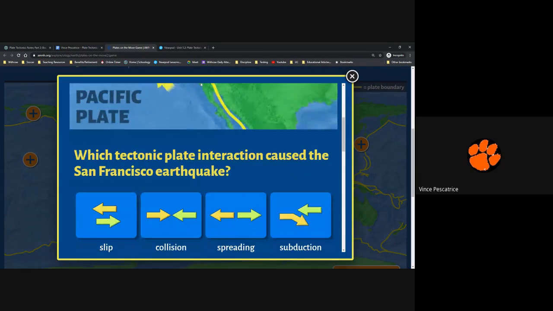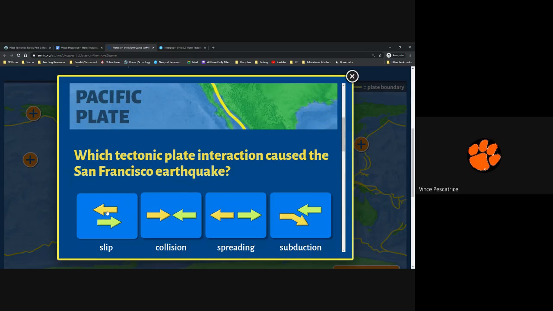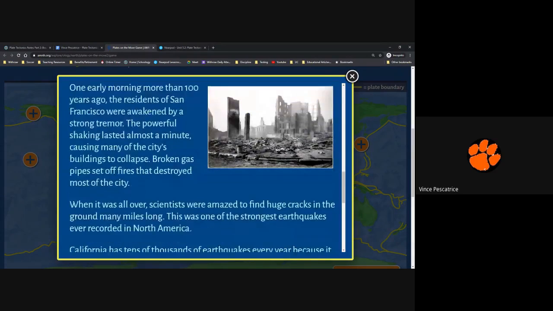So it says, which tectonic plate interaction caused this earthquake in San Francisco? So you're looking at all the ones that we just talked about: a slip, a collision, a spread, or a subduction. Subduction means to go underneath. So you can see here that a plate's slipping underneath. So that's not what's happening here. The plates aren't spreading in opposite directions, and they're not coming closer together either. So they're slipping past each other, because that's what a transform boundary does. You click on it, it'll tell you got it right, and then it'll give you a short explanation about why it's right. And then if you're really interested, you can read more about it down here.